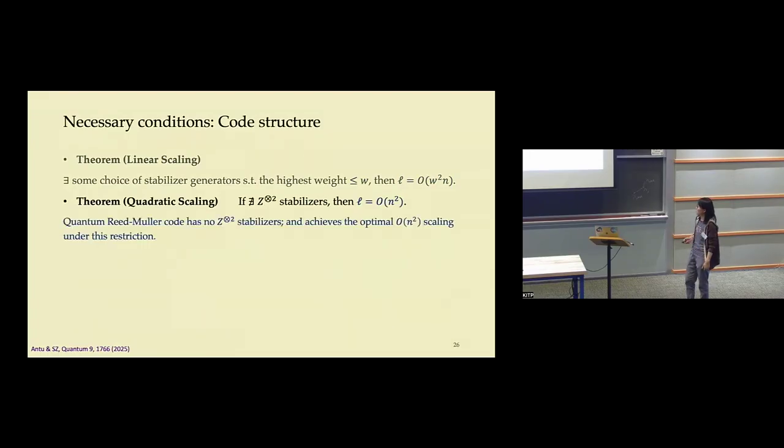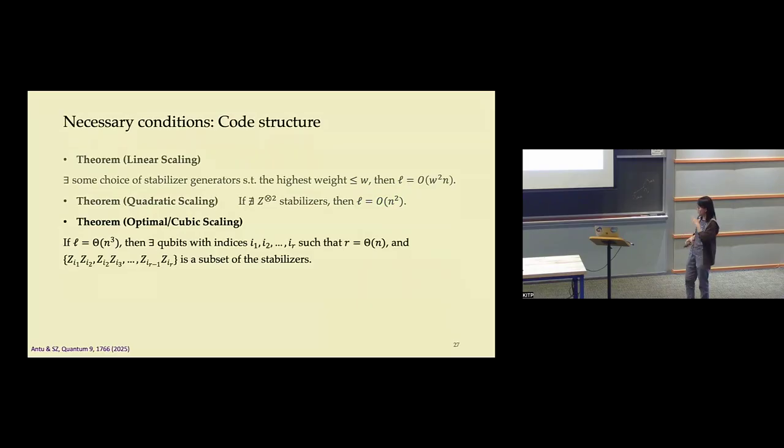That simply means the quantum Reed-Muller code is actually the optimal thing we can do in this situation, because it is a type of code that does not have any Z2 stabilizer, but it actually achieves this n squared scaling under this restriction. To prove this result, again, you just need to use the fact that the product of two Z3 logical operators is going to be a stabilizer, and this assumption simply means that they do not share any support. You can do a simple counting and show that the optimal scaling you can get is n squared.